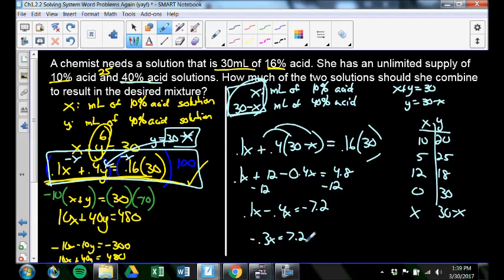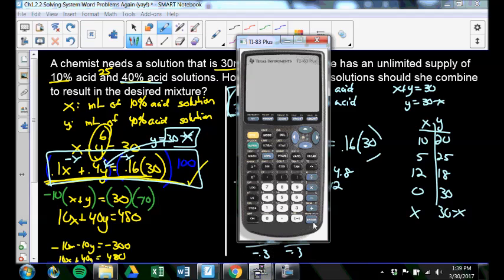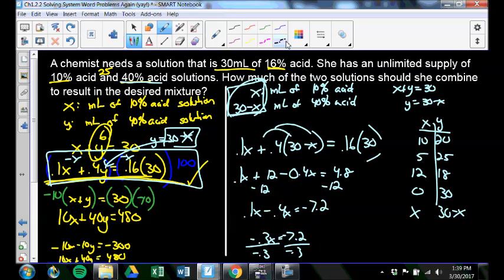Negative 0.3x equals negative 7.2. Divide both sides by negative 0.3. And that's 24. So it takes 24 of the weak stuff, which is going to give us 6 of the strong stuff, just like we had before. So apart from a couple arithmetic errors, that's the other way to set this up.